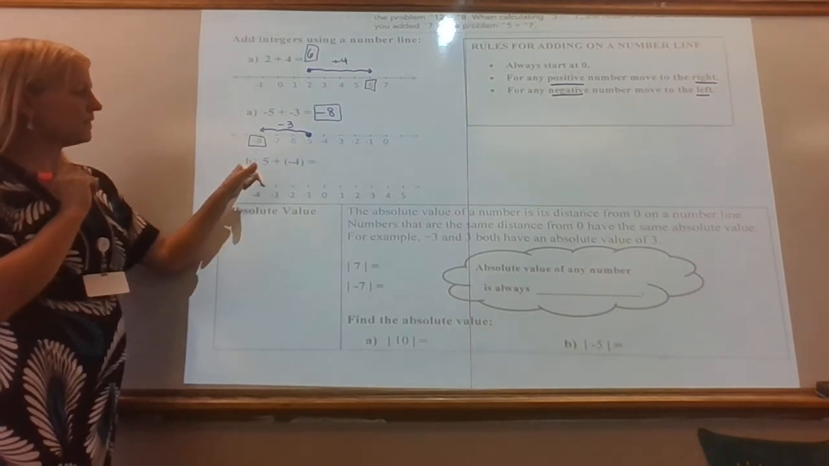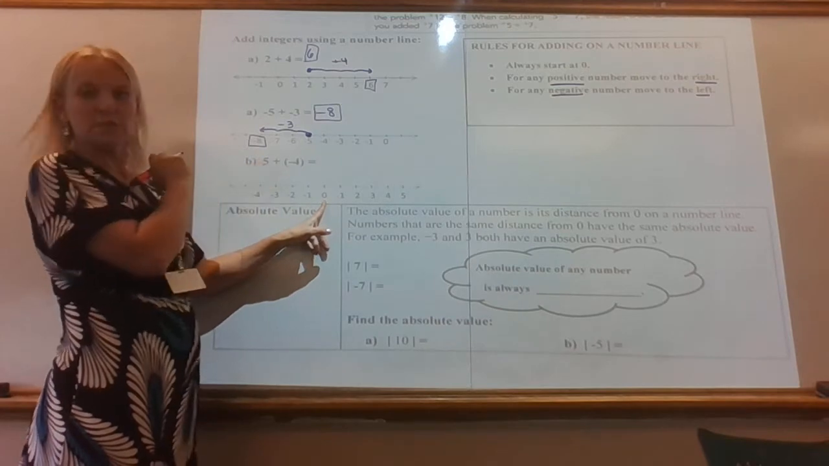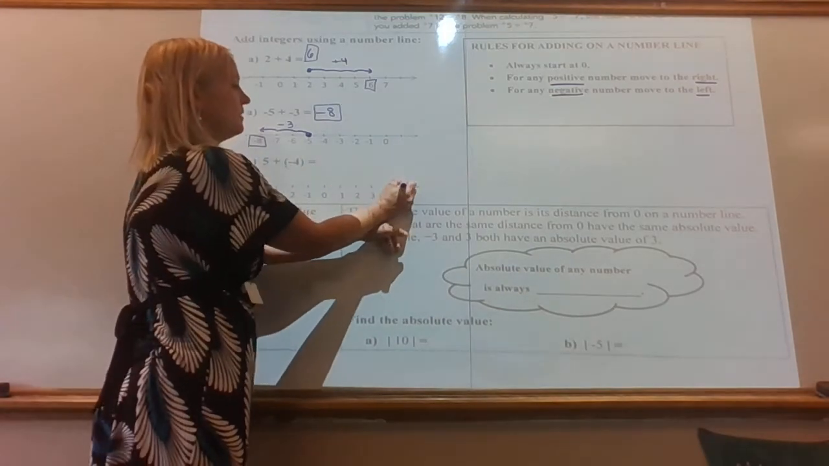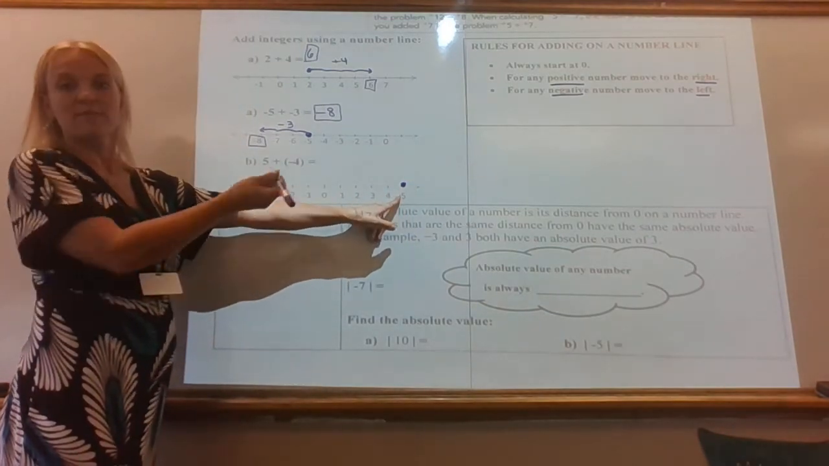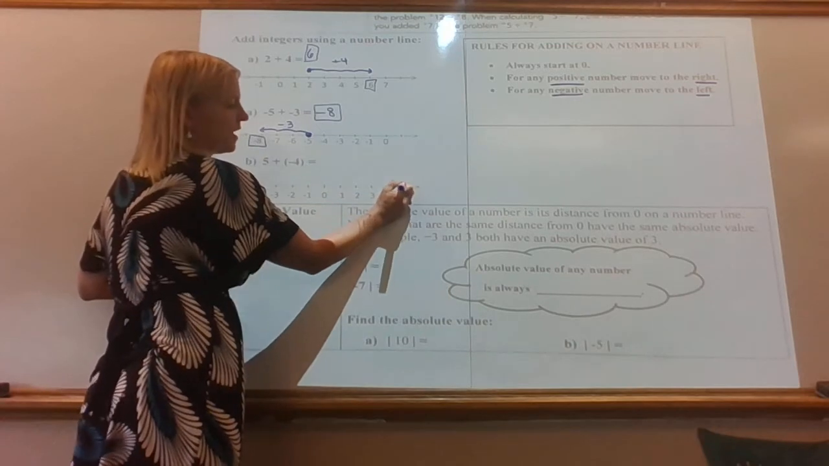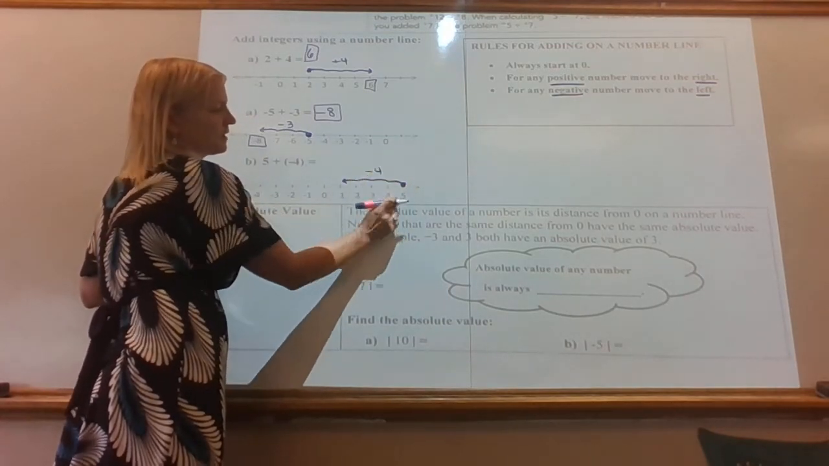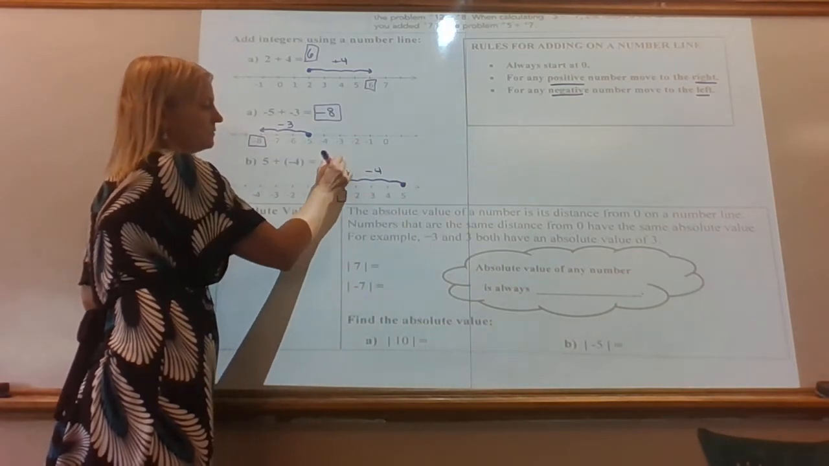All right, and then the next one, 5 plus negative 4. We start at 0. The first number is positive, so we move to the right till we get to 5. So we're starting right here. And then we're adding negative 4. Since 4 is negative, we move to the left. So we go left, 1, 2, 3, 4 spots. Starting at 5, moving left 4, we end up at 1.